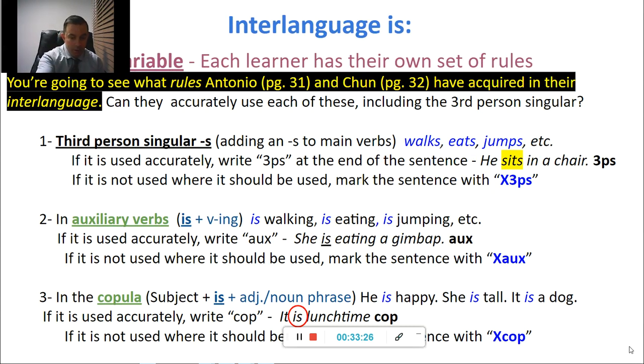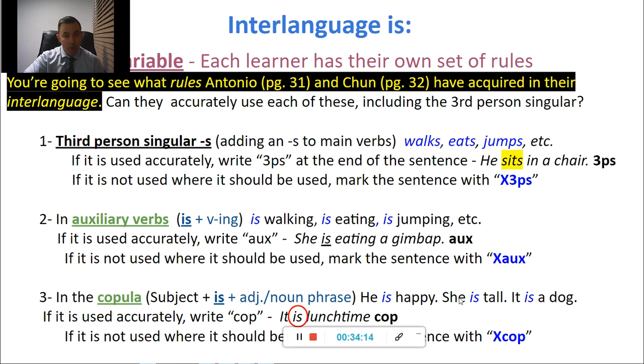So if you see in the line there is something with third person singular S, then you can just write at the end of that line, 3PS, third person singular. Now if you see that it's not there where it should be, then you can mark at the end of the sentence X 3PS, so no third person singular. Now for auxiliaries like is walking, is eating, is jumping, if you see one at the end of the sentence, type AUX for auxiliary. And if you see a place where they should have used the auxiliary but didn't, that would be XAUX.